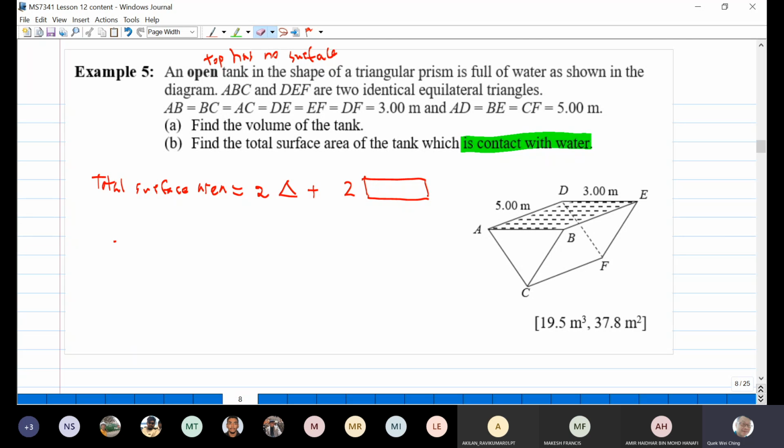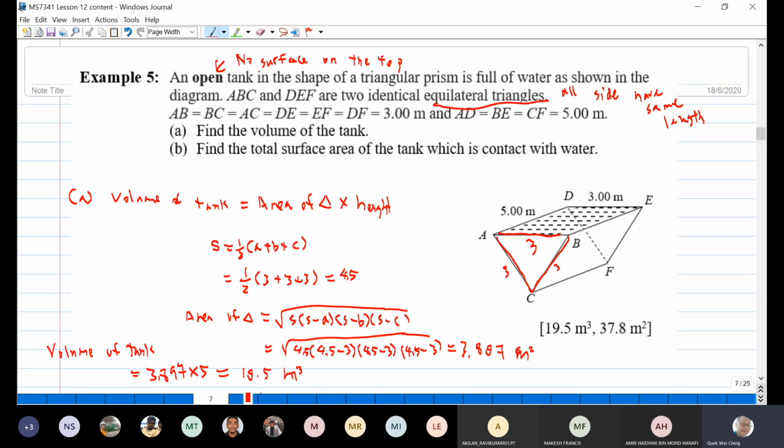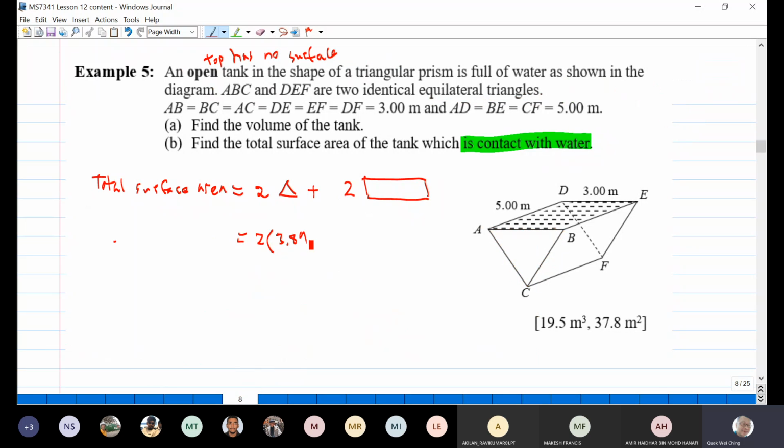So now how to find the area of the triangle? Just now we found the area of the triangle is actually 3.897. Then the rectangle, we know that this side is 5, this side is 3. So the area of the rectangle is 3 times 5, and there are 2 of them. So now we calculate: 2 times 3.897 plus 2 times 3 times 5. And then this will give you 37.73.